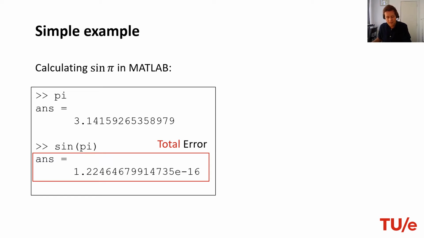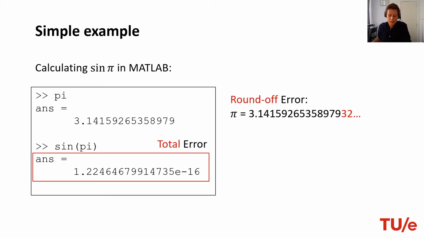Now, how did this happen? Well, let's take a look. So first off, we clearly have a rounding error here. If we ask MATLAB what pi is, it tells us a relatively accurate representation of the number pi. However, we know pi is an irrational number and it has an infinite amount of digits after the decimal point. So it clearly is not equal to what MATLAB is saying here. It has many more digits after this 9, for instance 3, 2, etc., which are not accounted for by MATLAB here.